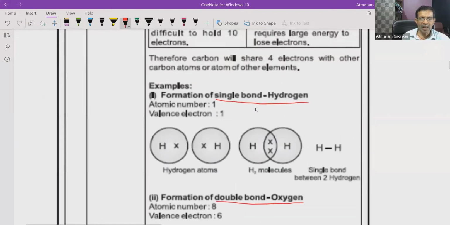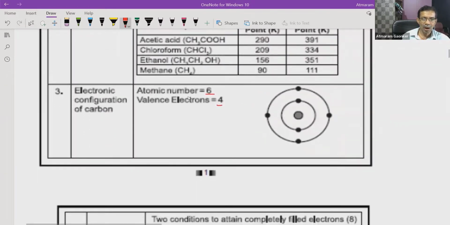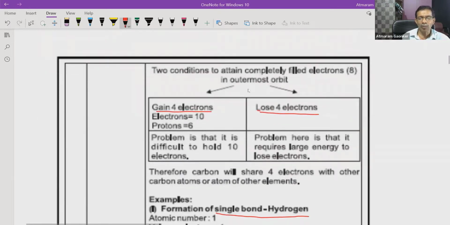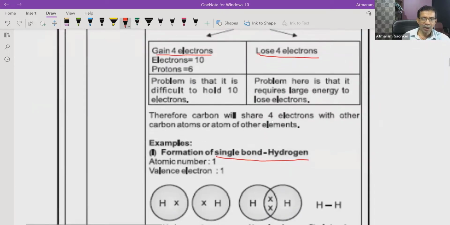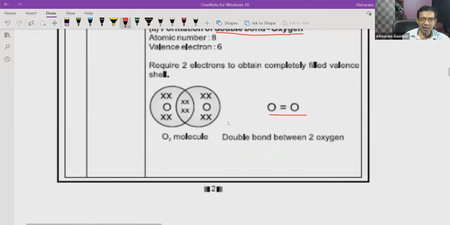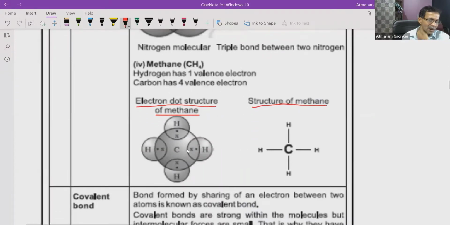What we have discussed here is carbon having 4 valence electrons, and it is very difficult to form ions because of these 2 reasons. So the solution is to share the electrons with other carbon atoms or atoms of other elements. So these are other elements. These are also other elements. These are also other elements, and these are carbon with another element, for example, hydrogen.